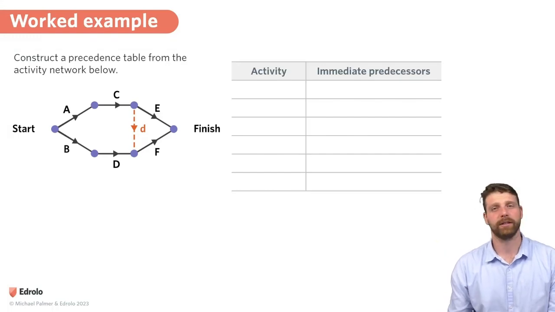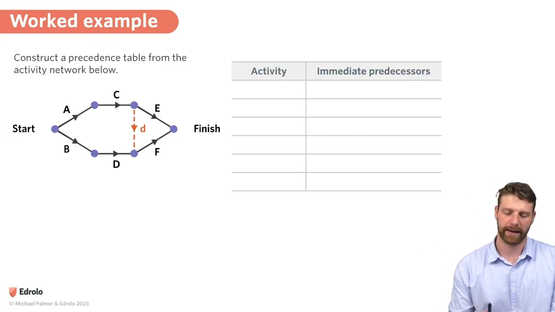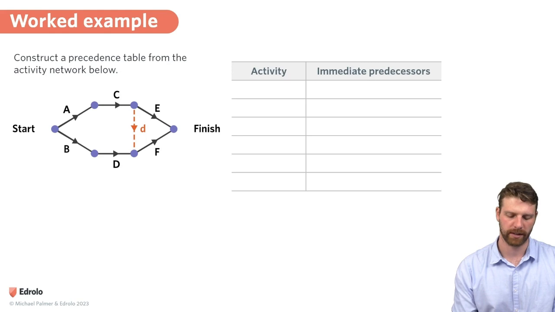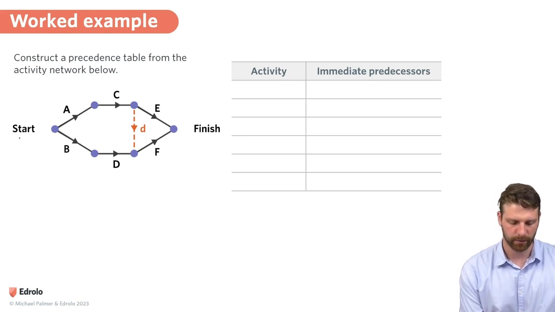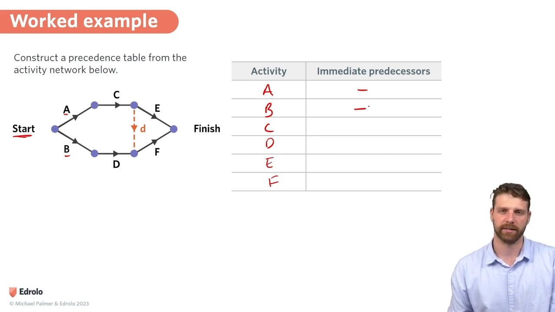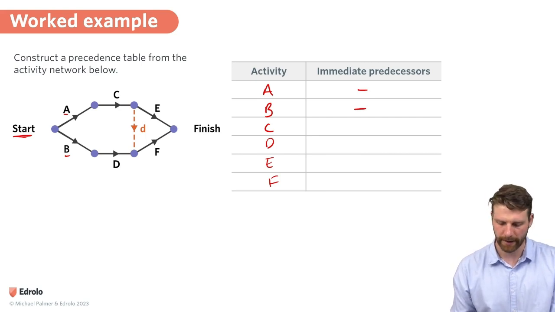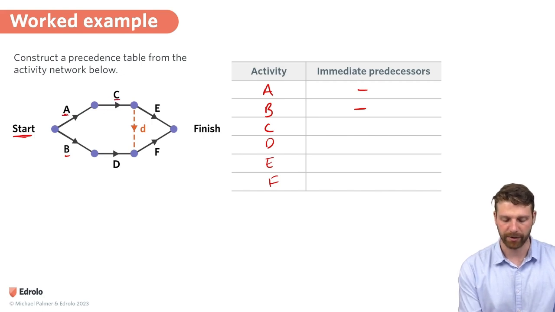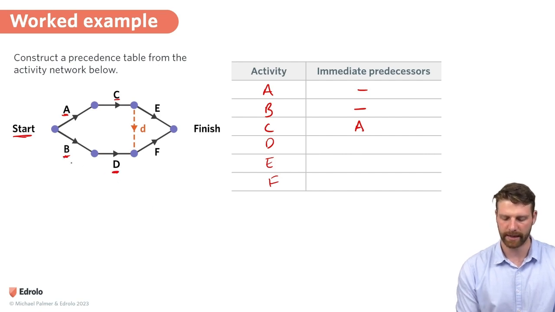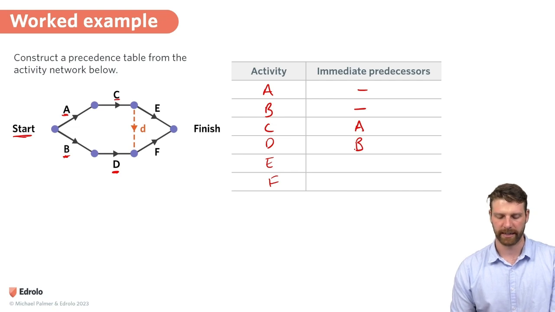Okay, I think this worked example is a little bit easier because I find it easier to make the immediate predecessor table from the activity network. So here I can see that we've got a start, and A and B start at the same time. So I'm going to put all the activities down, A, B, C, D, E, and F. A and B don't have any immediate predecessors, so I just put a dash in those columns. I can see that C happens directly after A, so A is an immediate predecessor of C, and likewise D happens directly after B, so B is the immediate predecessor for D.